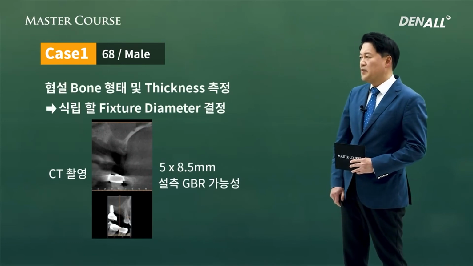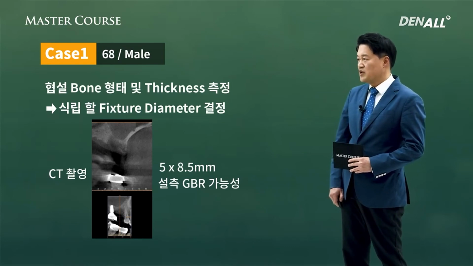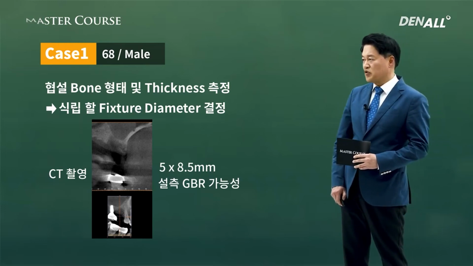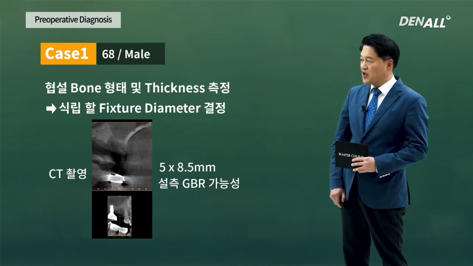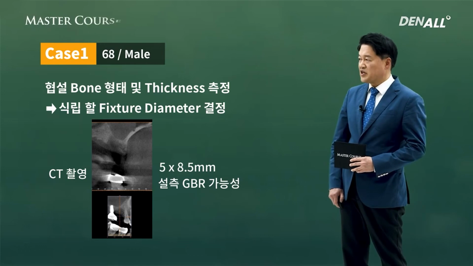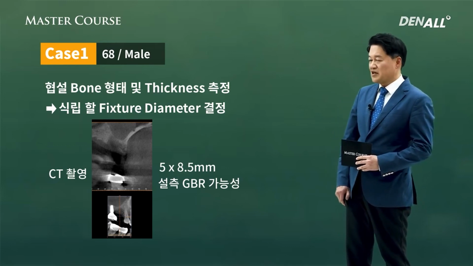After that, CT is taken. The reason for this is you check the buccal lingual bone shape and the thickness, and then you determine the diameter of the fixture and the direction as well. As you can see, it is tilted buccally more so than lingually, and the surgical area there was not enough width. However, this was a male patient and it was for a single implant. A diameter of 5 or more is necessary, so a 5 millimeter fixture was planned. GPR might be necessary lingually.